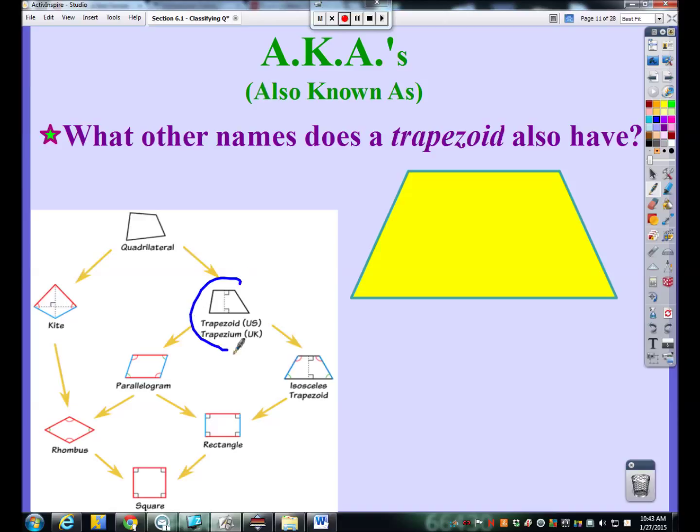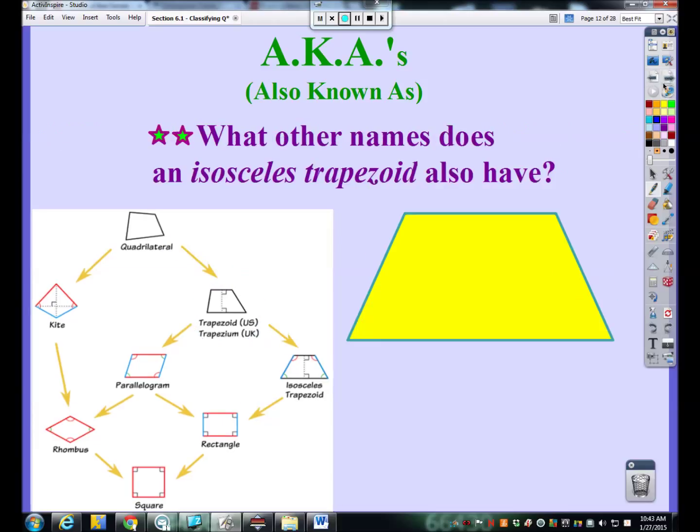Trapezoid. Just plain old trapezoid. Well, the only thing we could call it for sure is that all trapezoids can be called quadrilaterals. And isosceles trapezoids, well, this one we can get 2 names out of. We can call it a quadrilateral, and we can call it a trapezoid. And that's it. Now, again, some trapezoids are rectangles, but not all isosceles trapezoids are rectangles.